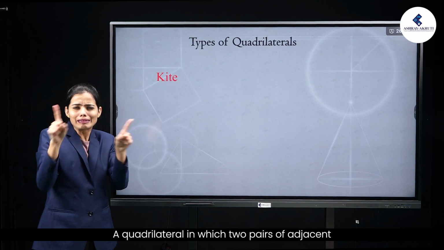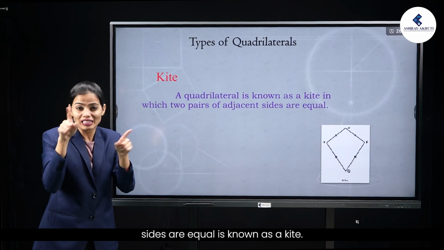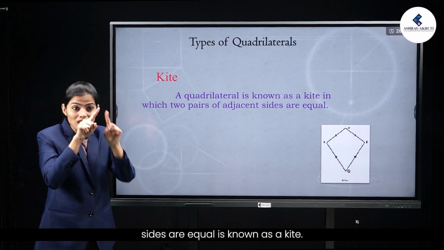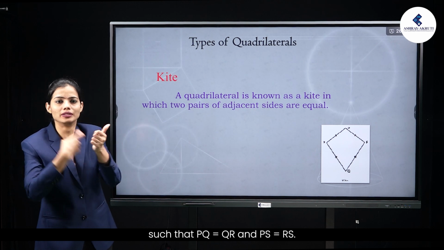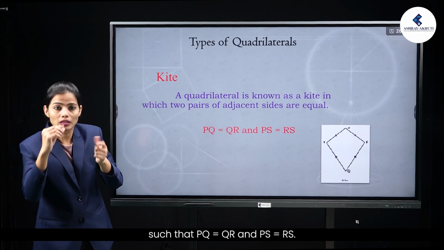Kite. A quadrilateral in which two pairs of adjacent sides are equal is known as a kite. PQRS is a kite such that PQ is equal to QR and PS is equal to RS.